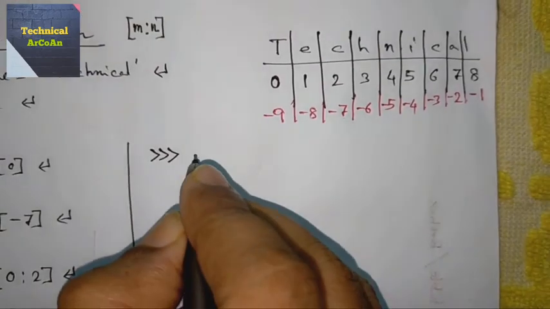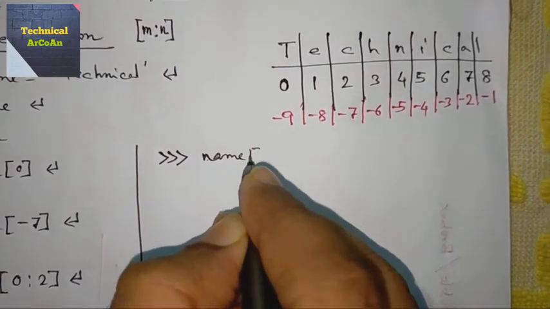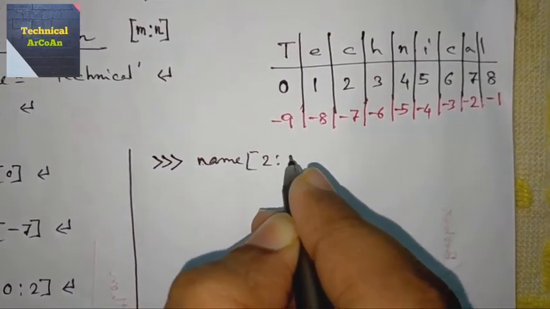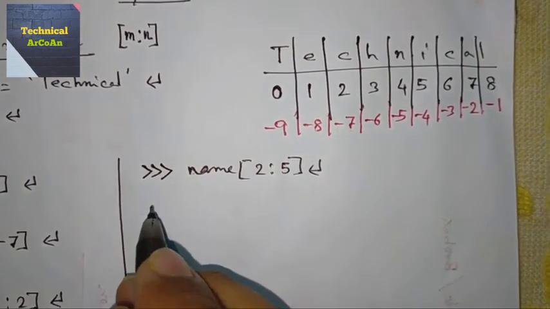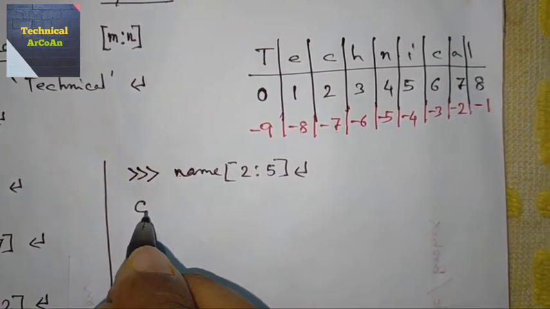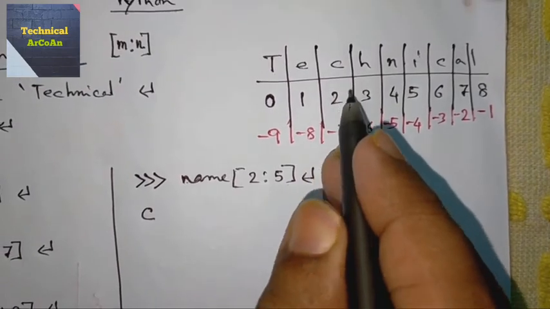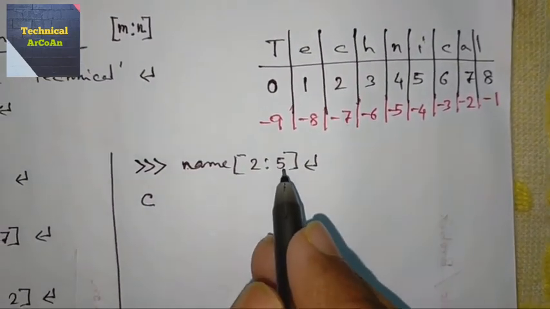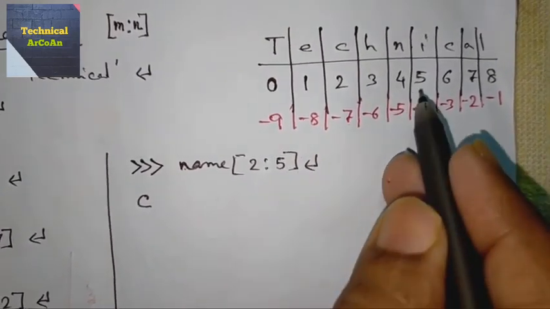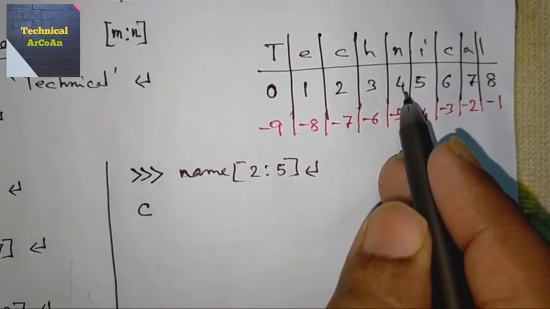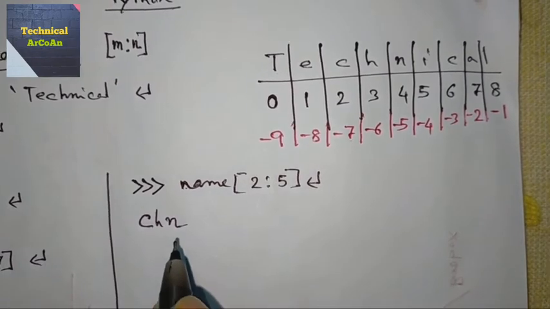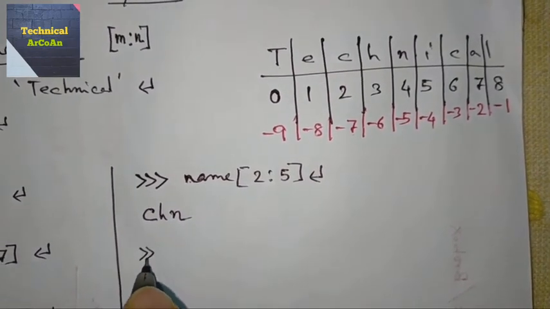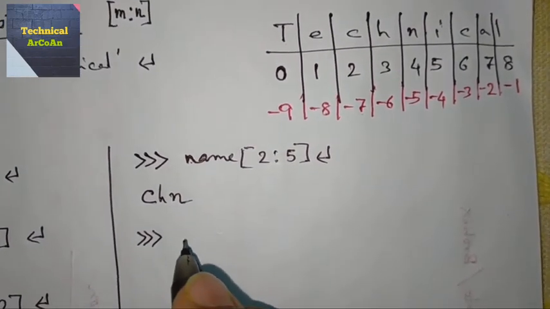Okay. Now go for another example. Suppose we write name and suppose we write 2:5. So index 2 contains the character C, and it goes up to 4, because 5 is there, and just before 5 is 4. So what will be the output? CHN. So the output will be CHN. Okay. So in that way the slicing will actually work.